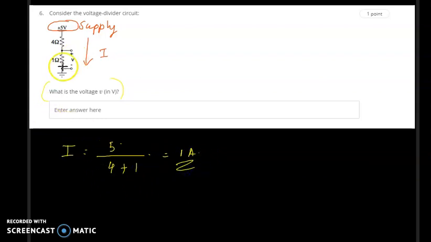Now what is the voltage across the 1 ohm resistor? The voltage across the 1 ohm resistor is the current I times that resistance, that is 1. So I is 1 times 1. So the voltage across the 1 ohm resistance is 1 volt.